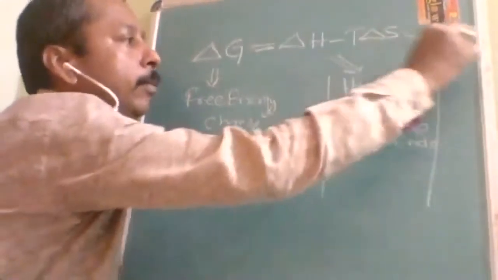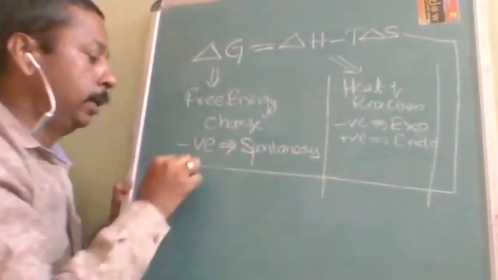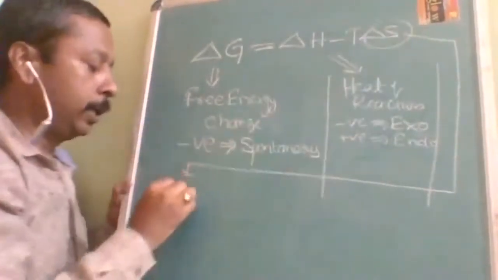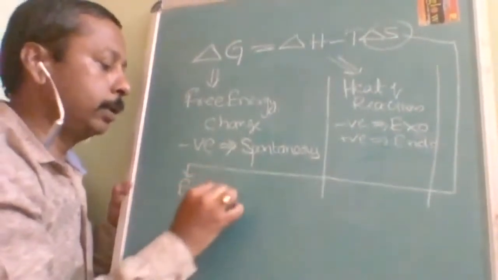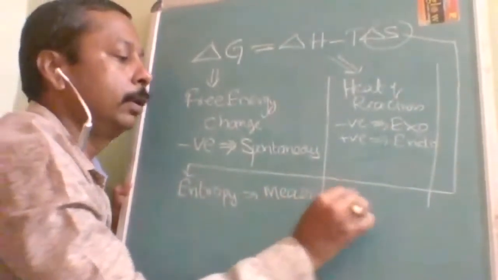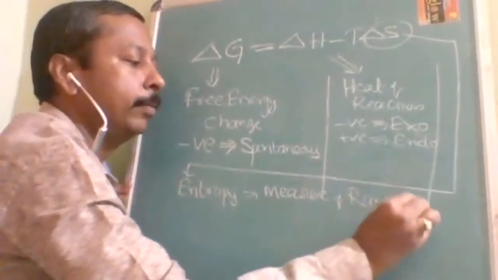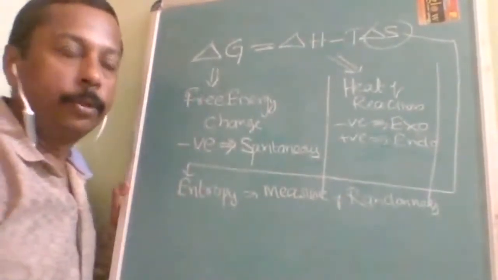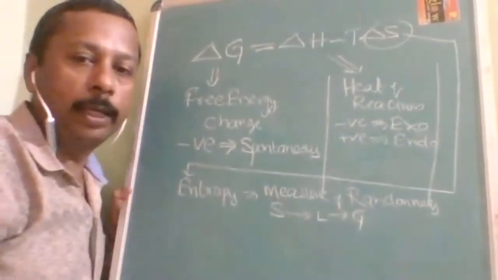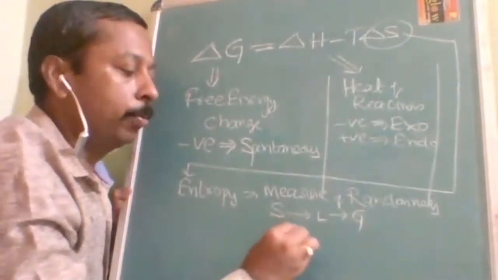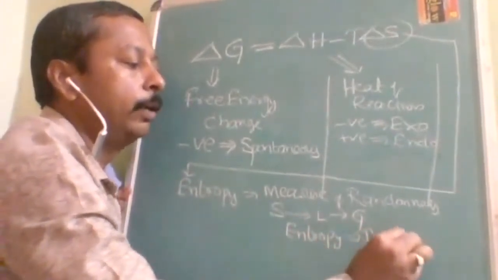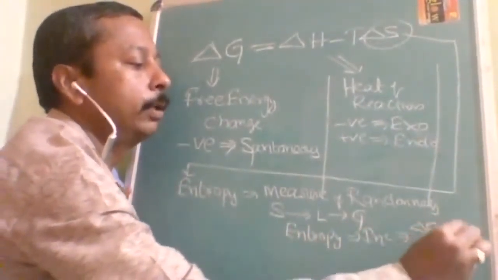Okay. And the main concept which is applied here and required to understand in depth is delta S. Delta S is called entropy. Entropy is simply a measure of randomness. So if you convert something from solid to liquid, liquid to gas, the entropy will increase. So if entropy increases, then delta S is going to be positive.